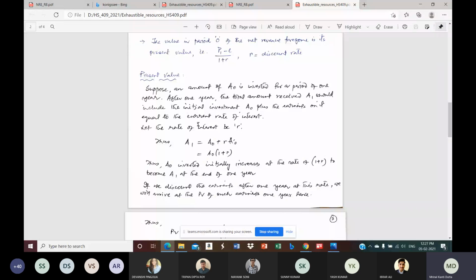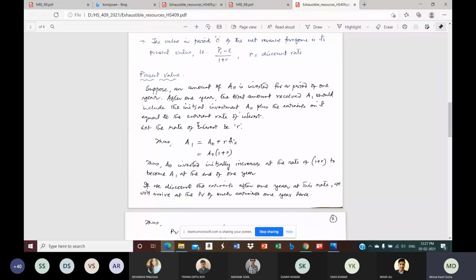So At by 1 plus R to the power t, when you sum it together for the period from 1 to nth time period, you will get the total present value of the total income of the investment which is realized over a period of time, right? I hope it's clear to you regarding the estimation of the present value.